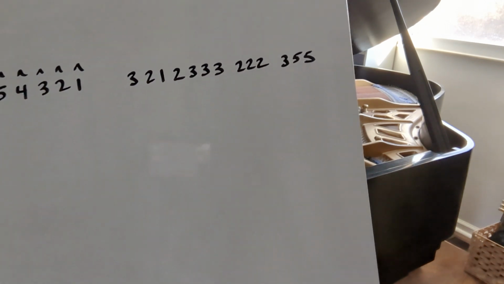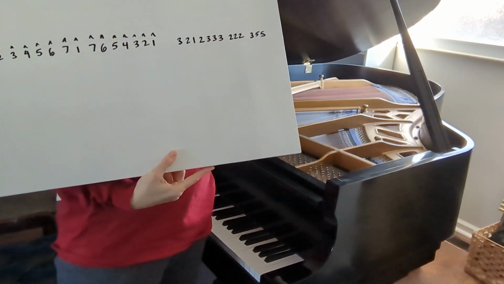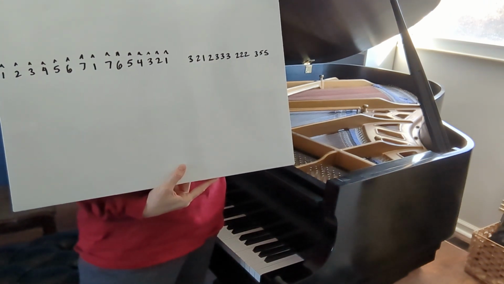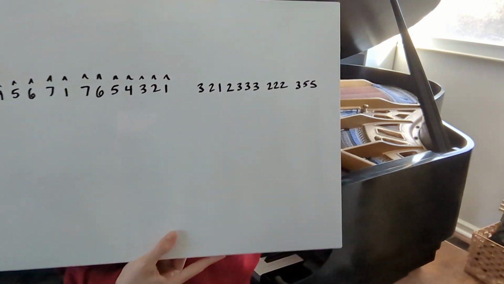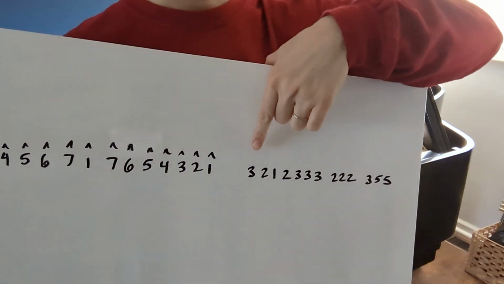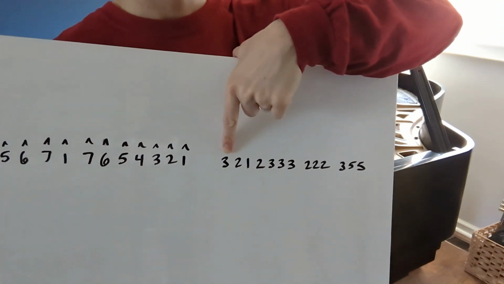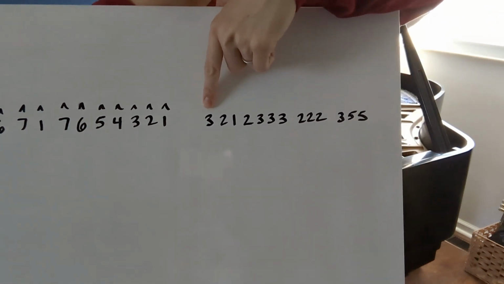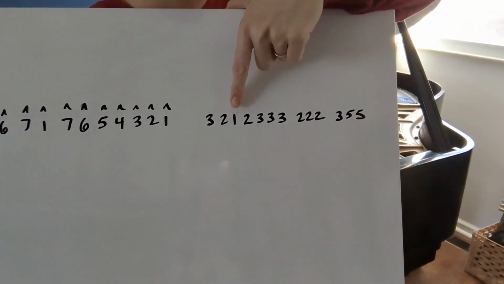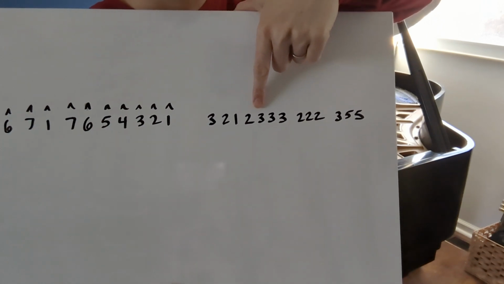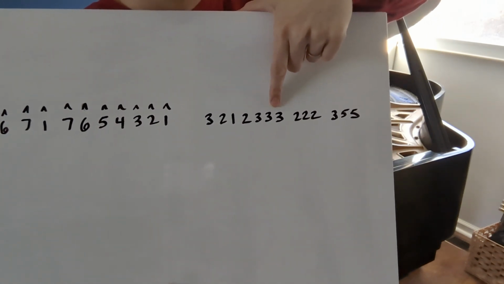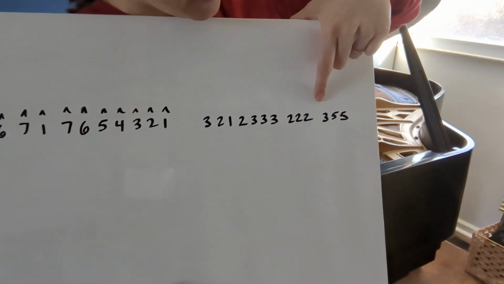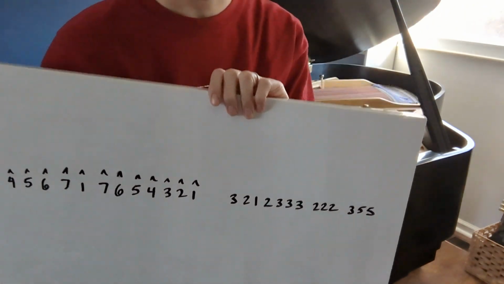So let's do it in D major. 1, 2, 3, 4, 5, 4, 3, 2, 1. All right, so D is 1. We're gonna start on 3. So any guesses what this song might be? Think through it here. 3, 2, 1, 2, 3, 3, 3, 2, 2, 2, 3, 5, 5.